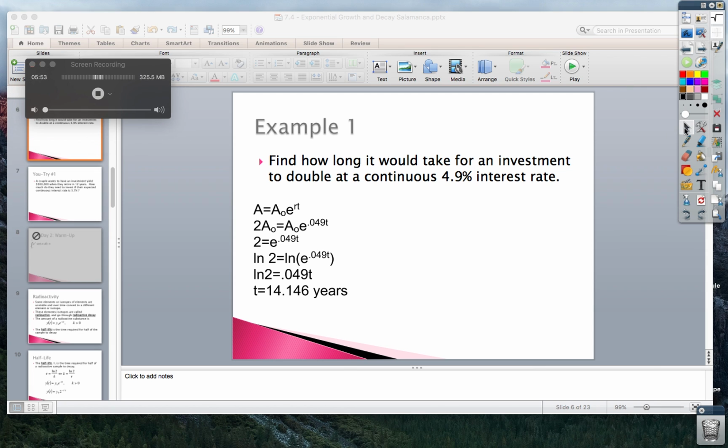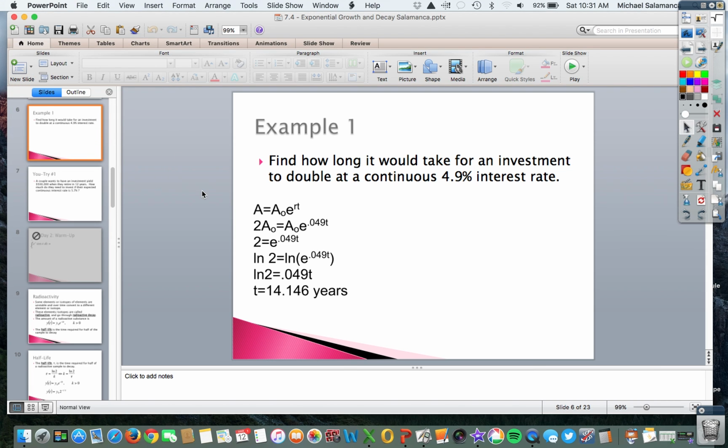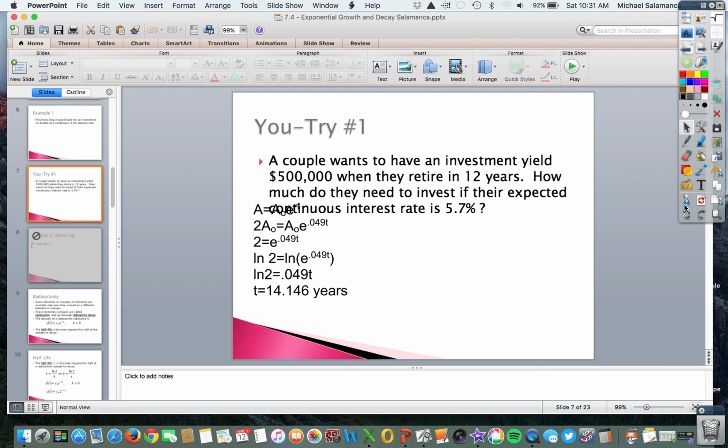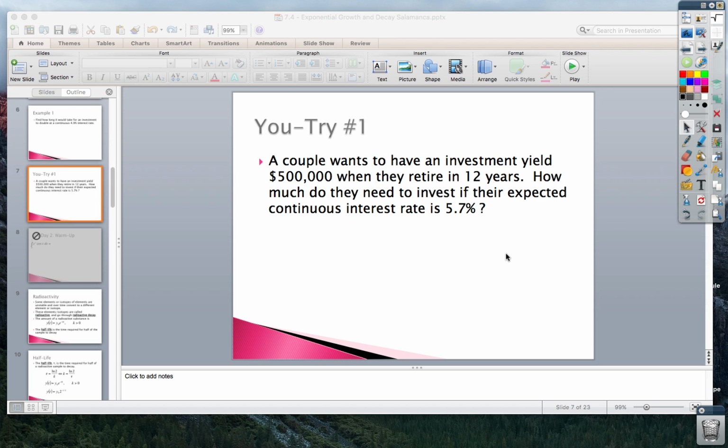So let's take a look at another problem. A couple wants to have an investment yield of $500,000 when they retire in 12 years. How much do they need to invest if their expected continuous interest rate is 5.7%?